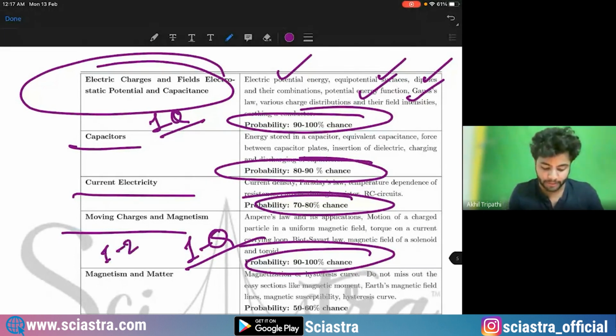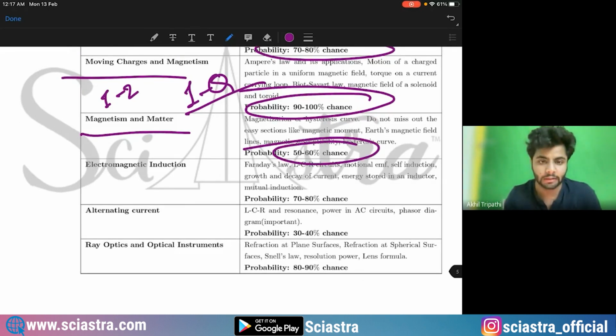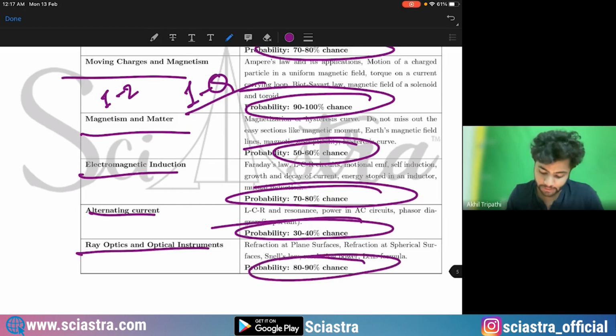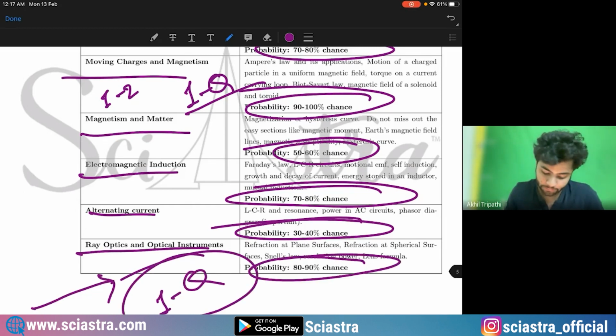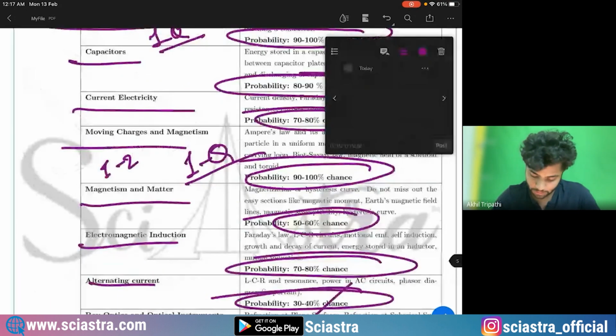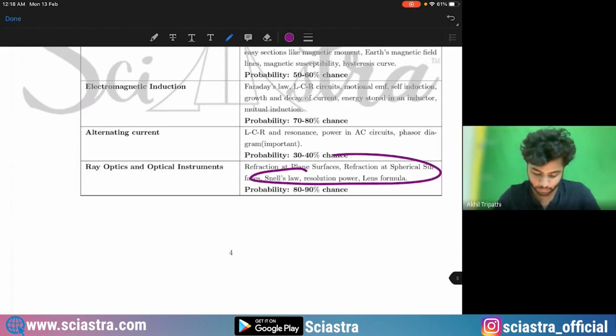Then coming to magnetism and matter, 50 to 60% chance here. Then electromagnetic induction, 70 to 80% chance. Alternating current, 30 to 40% chance. Ray optics and optical instruments, 80 to 90% chance. One question, very important, might come from refraction in plane surfaces, refraction in spherical surfaces, and then Snell's law, resolution power, lens formula, etc.